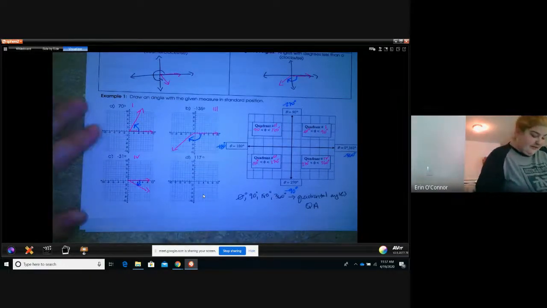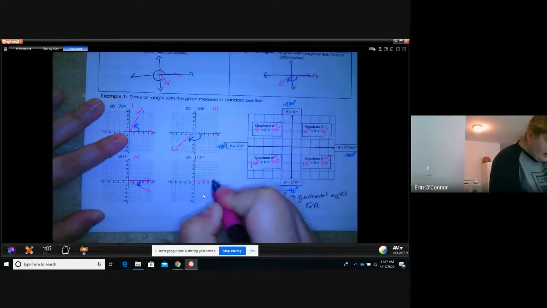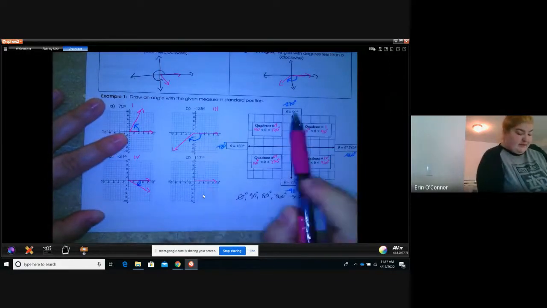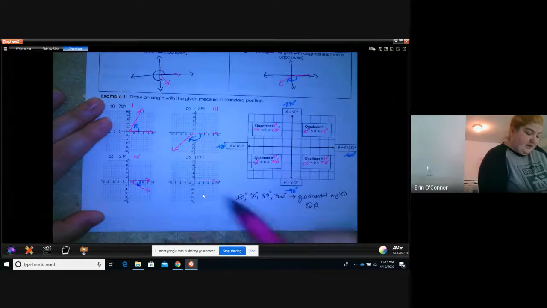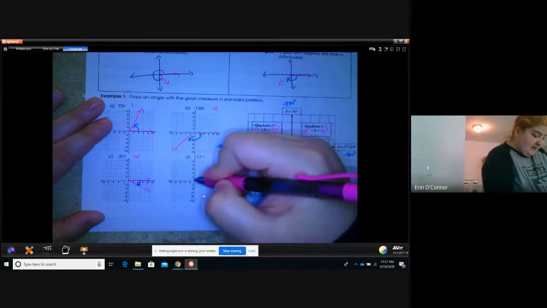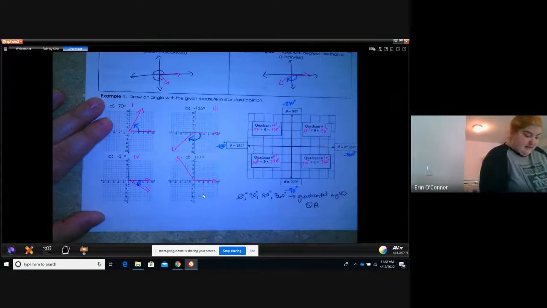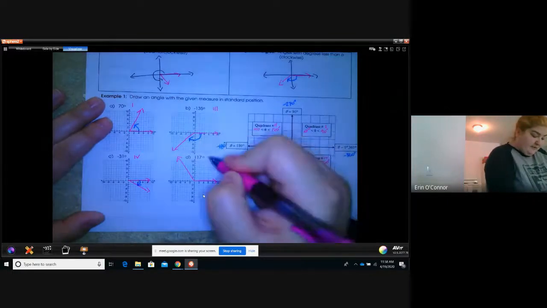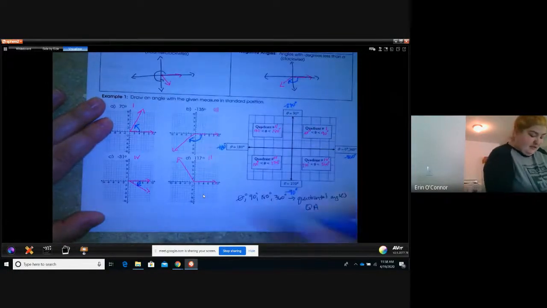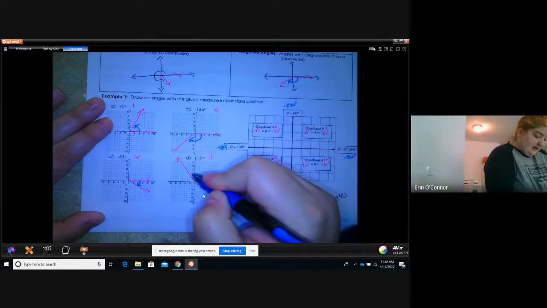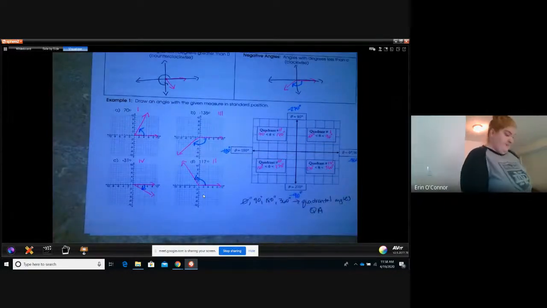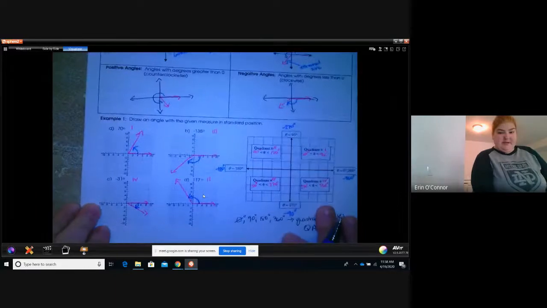Lastly, 117. Put our initial side. 117 is between 90 and 180. It's a little bit closer to 90, so we are going to go here. Doesn't have to be perfect. And this is in quadrant 2. I like to usually tell what quadrant they're in, and it's going to go around positively that way. Okay, let's keep going.